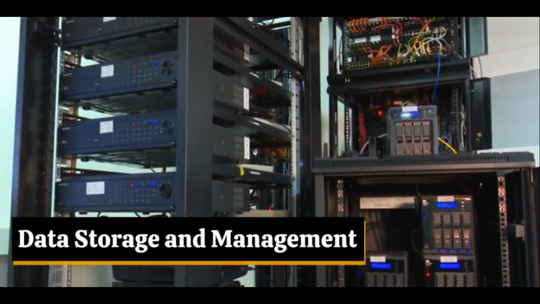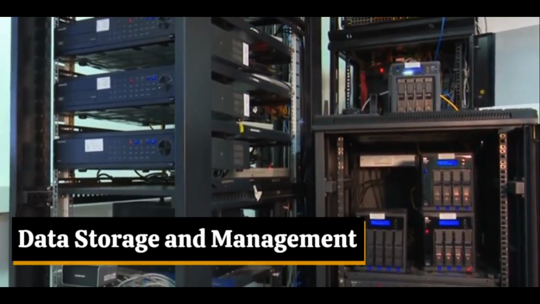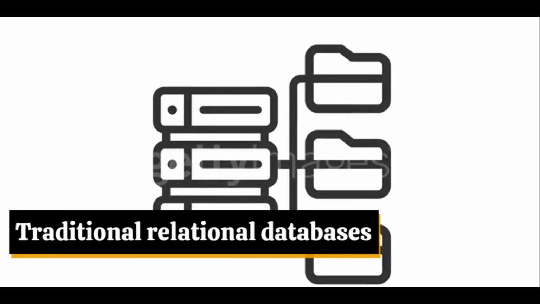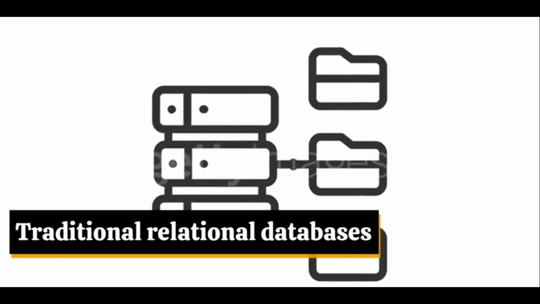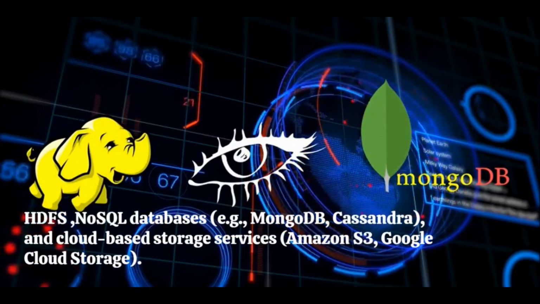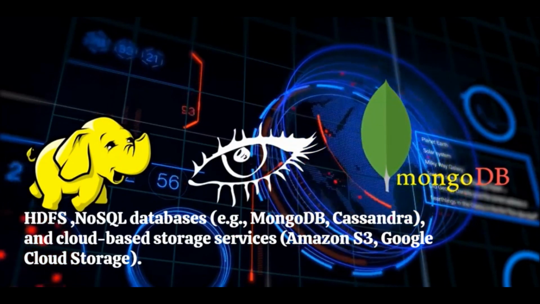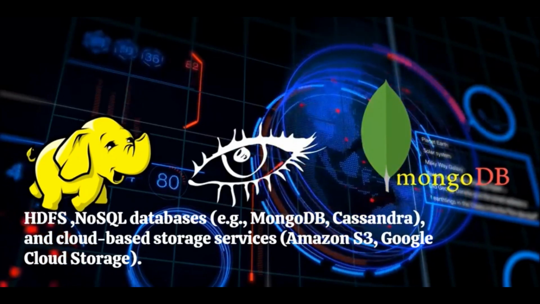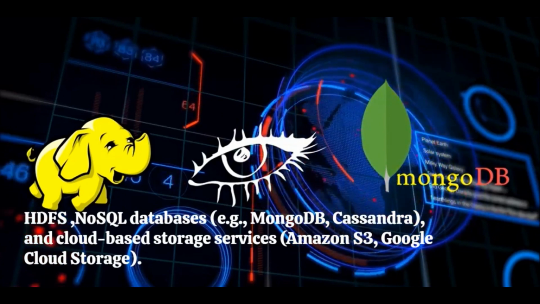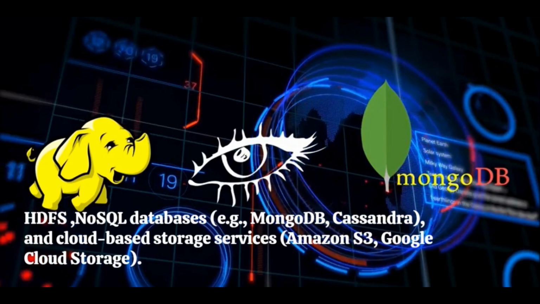Data storage and management. Once collected, data needs to be stored in a way that facilitates efficient analysis. Traditional relational databases may not be suitable for big data due to scalability limitations. Big data storage solutions include distributed file systems, for example Hadoop Distributed File System, HDFS, NoSQL databases, for example MongoDB, Cassandra, and cloud-based storage services, for example Amazon S3, Google Cloud Storage.